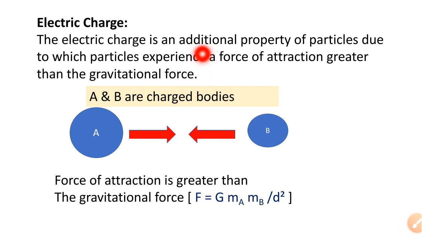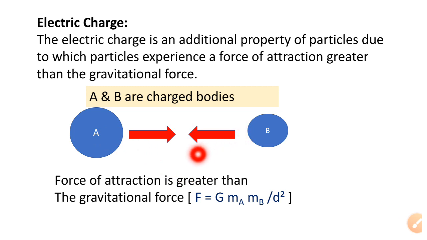Electric charge is an additional property of particles, due to which the particles experience a force of attraction, and this force of attraction is greater than the gravitational force of attraction caused because of their masses. So if A and B are the two charged bodies, then A and B attract one another, and here the force of attraction is greater, because those two bodies are charged bodies, so there is an additional attraction.